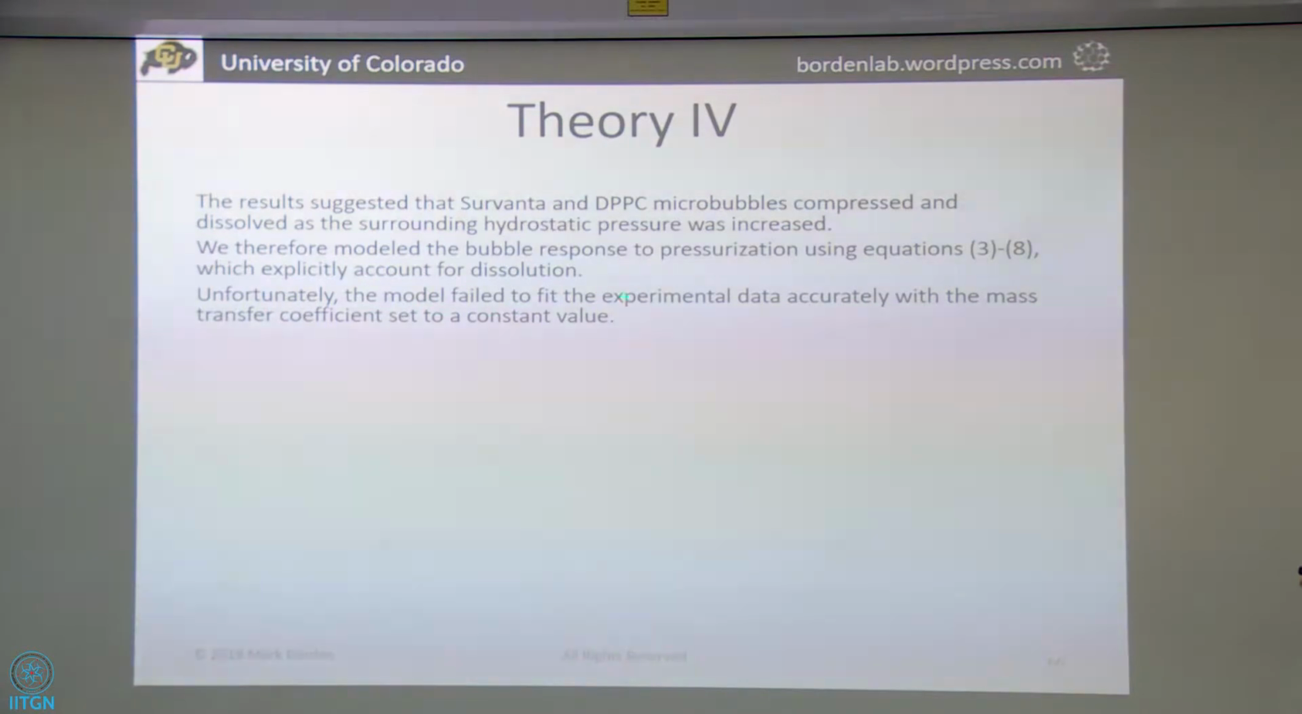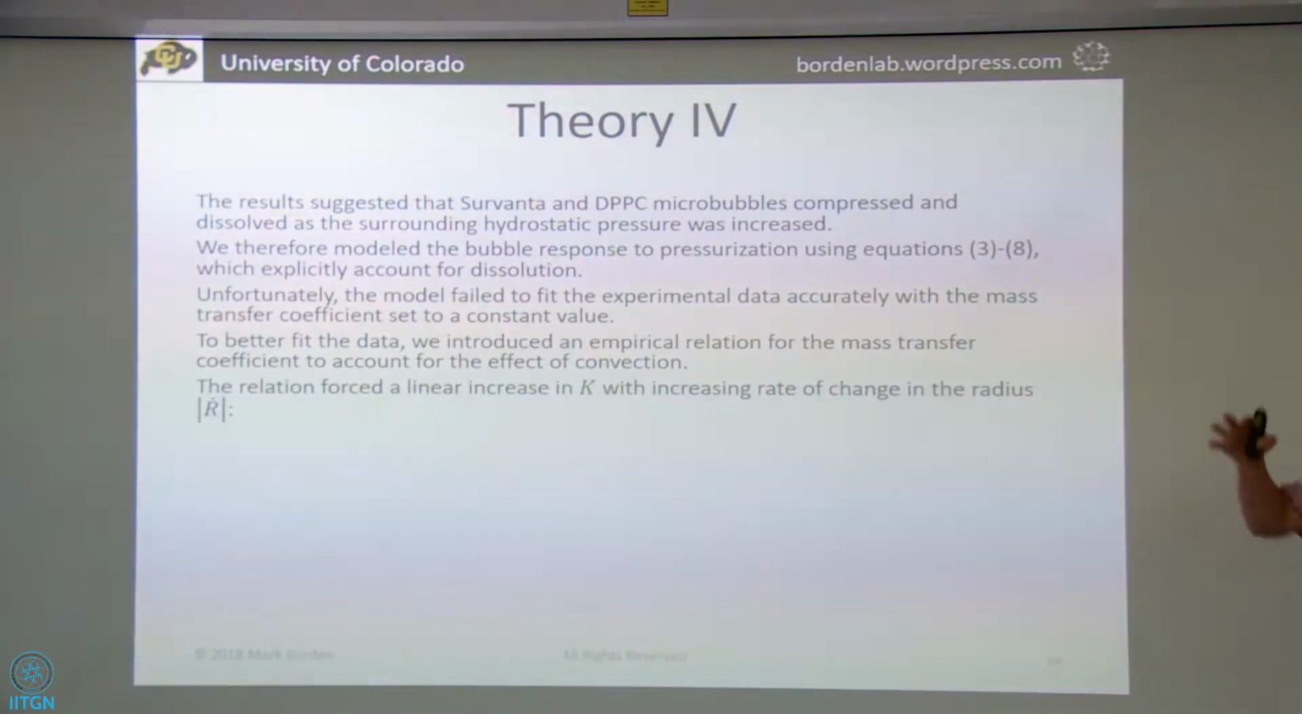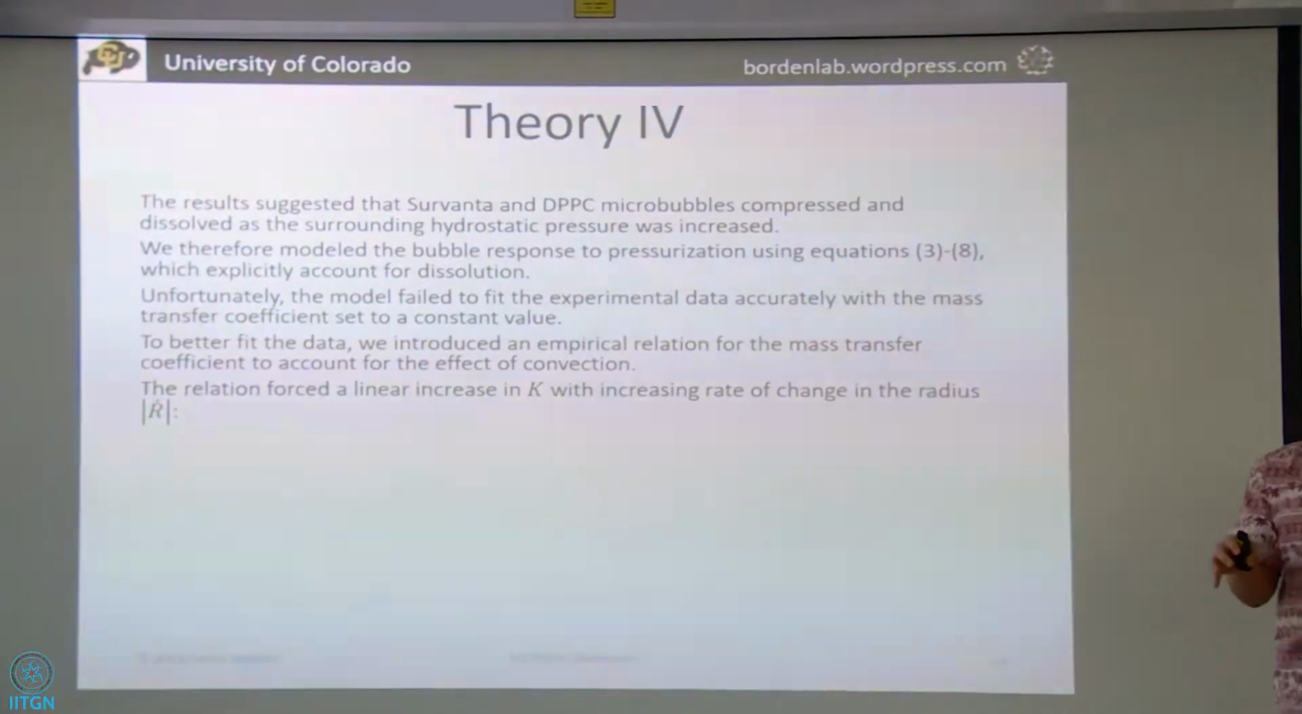Unfortunately, the model failed to accurately fit the experimental data with the mass transfer coefficient set to a constant value. It did a pretty good job, but it wasn't perfect, and we wanted to get perfect. So to better fit the data, we introduced an empirical relation for the mass transfer coefficient. What we noticed is that initially the bubble was dissolving faster than expected.